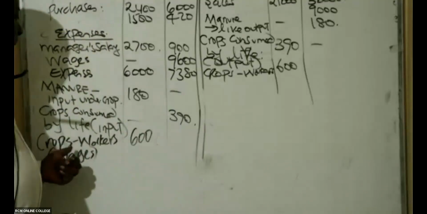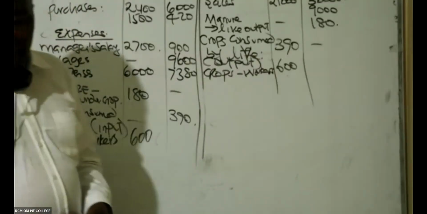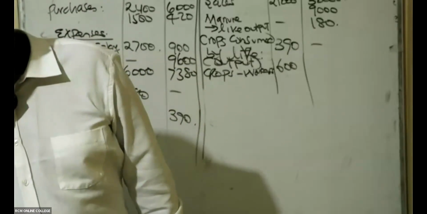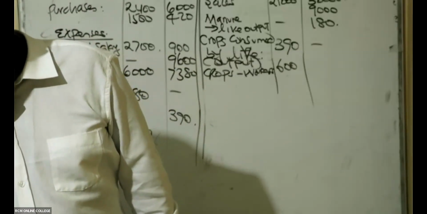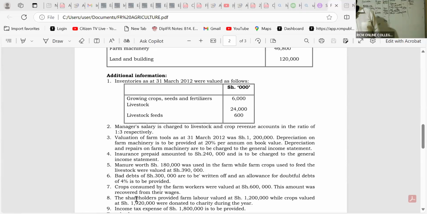All right, ladies and gentlemen, after that, what else do we have here? Do we have any other stuff? Oh, yes. We are told the shareholders provided farm labor valued at 1.2 million. So these shareholders came and did something in the farm, but remember, we never paid them any cash. And crops valued at 1,920,000 were donated to charity during the year.